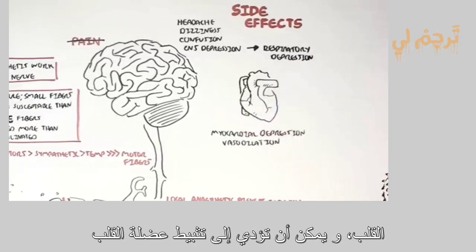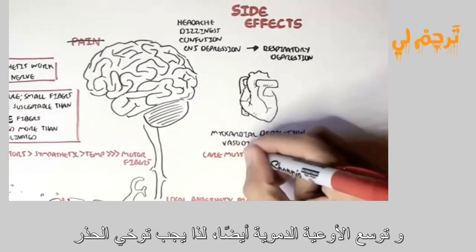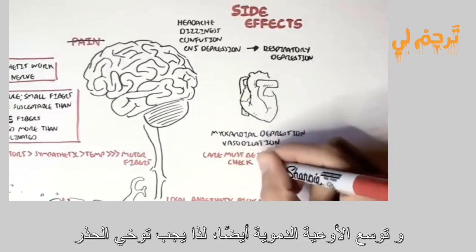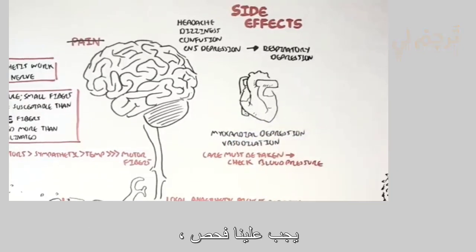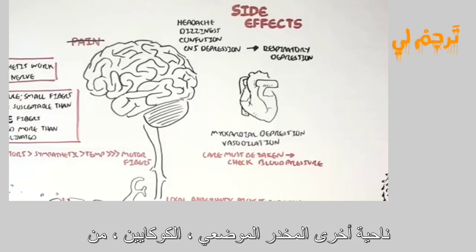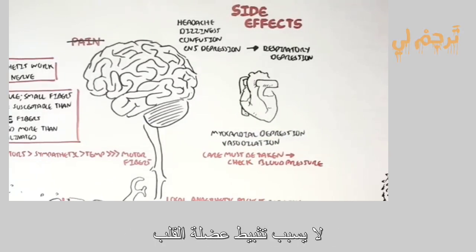Side effects of local anesthetic also affect the heart. It can lead to myocardial depression, vasodilation as well. And so care must be taken. We have to check the blood pressure before giving local anesthetic. Cocaine, again, on the other hand, doesn't cause myocardial depression, but increases the activity.